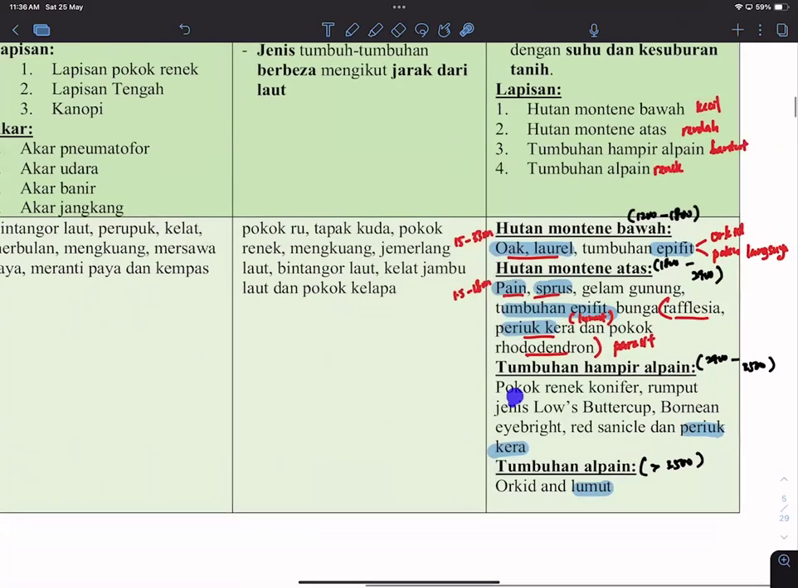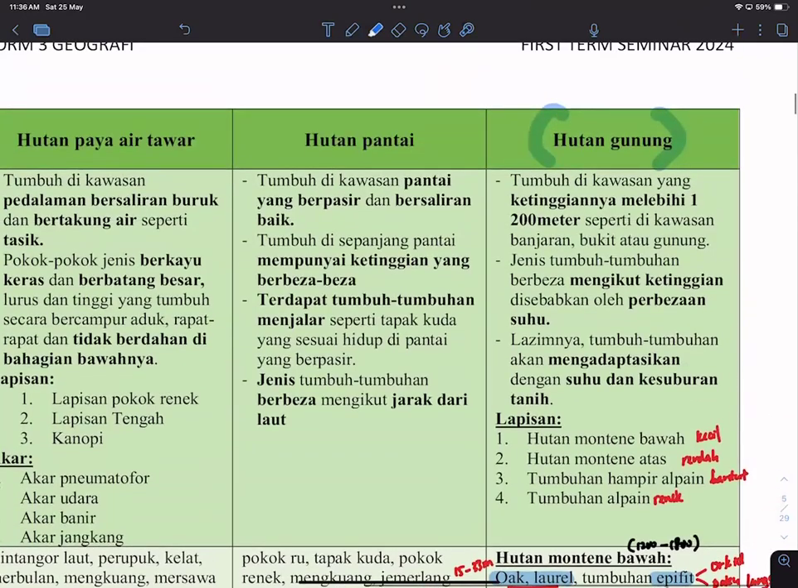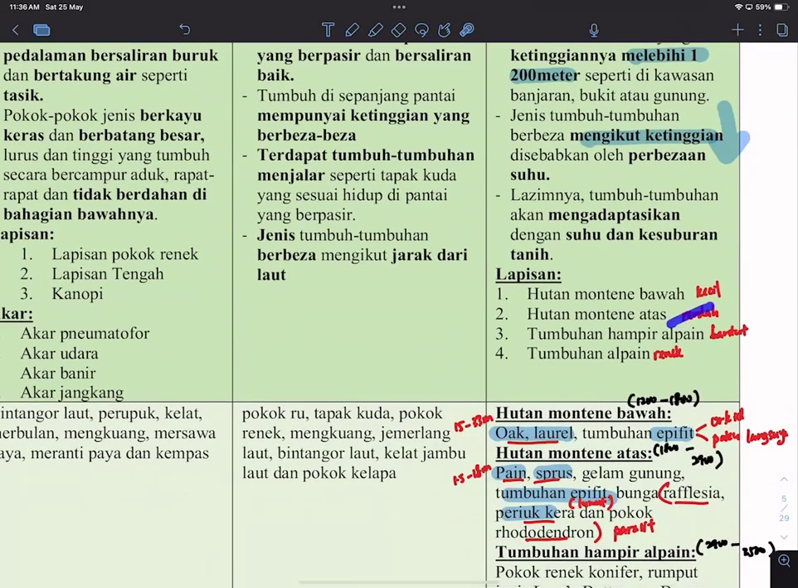Okay, so that's your hutan gunung. So remember, in the hutan gunung, the higher the altitude, after 1,200 meter, the ketinggian is becoming shorter. That's why we try to memorize shorter from rendah, pantut, rene. RBR. Rendah first, pantut, rene. So the first layer is pokok kecil, same like our lapisan tengah in the hutan hujan tropika.